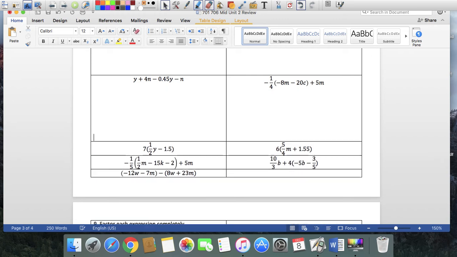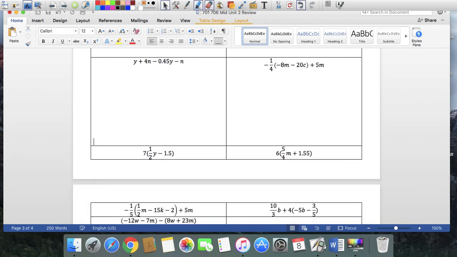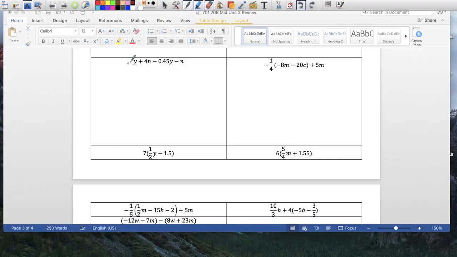Now this one, I think it helps if you actually put a 1 here, so let me put that 1 there. So it's 1y, another y, minus 0.4y, plus 4n, minus, and I'm going to put the 1 in front of the n, just to exaggerate a little bit here. So I want to focus on this.